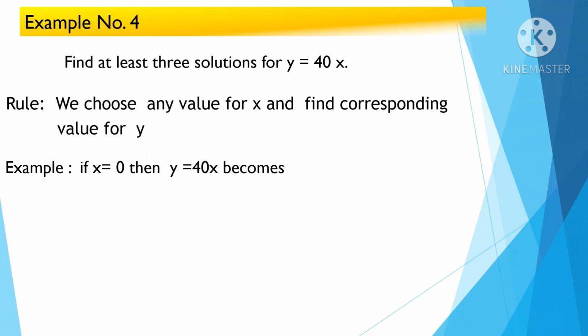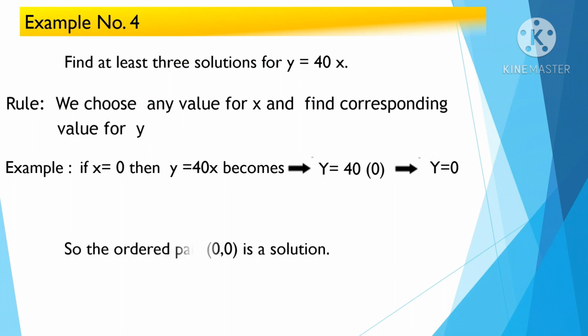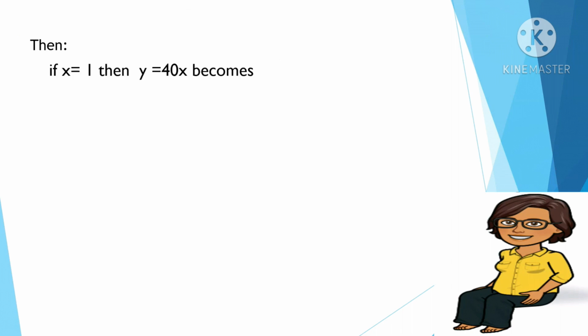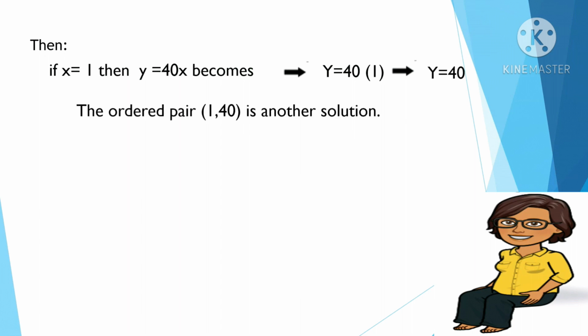If x is equal to 0, then y equals 40x becomes y equals 40 times 0, or y is equal to 0. So in this case, if x is equal to 0 and y is equal to 0, then the ordered pair 0, 0 is a solution. Now, if x is equal to 1, then y equals 40x becomes y equals 40 times 1, or simply y equals 40. Again, the ordered pair 1, 40 is another solution.